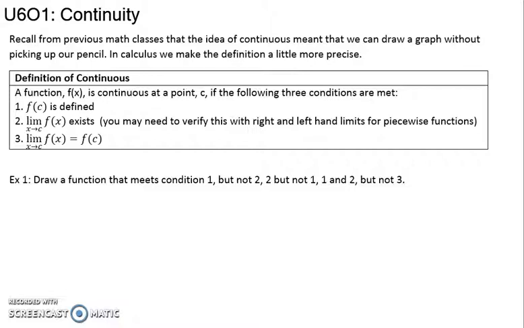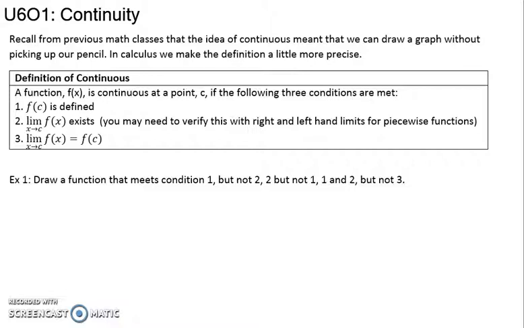But what we're going to have to do for the definition of continuous is show three things. So the following three things must be true if the function is going to be continuous. So the first thing, if you're going to be continuous at a point C, f of C has to be defined, right? f of C has to have a point on your graph. It has to be there if we're going to be continuous.